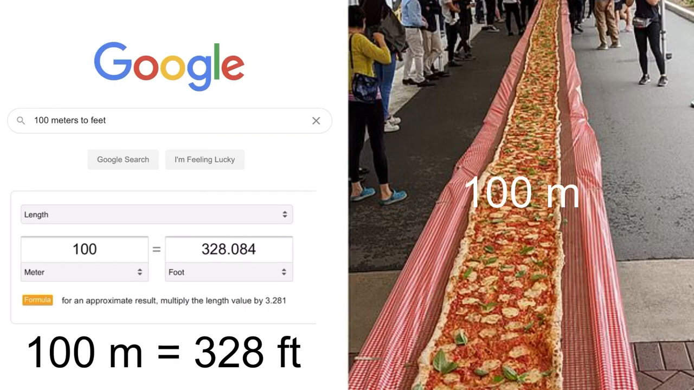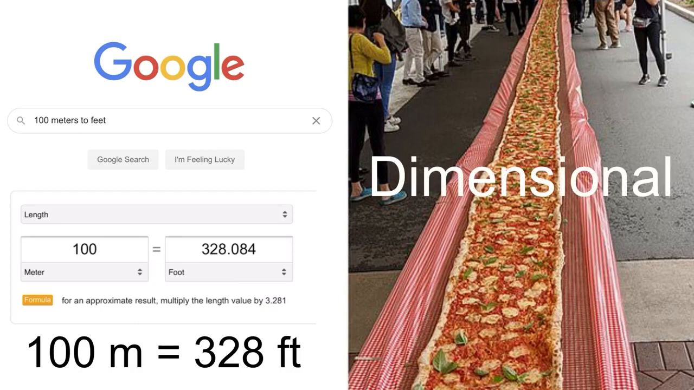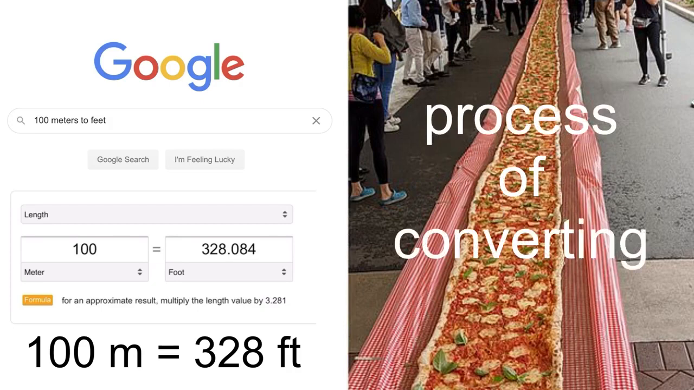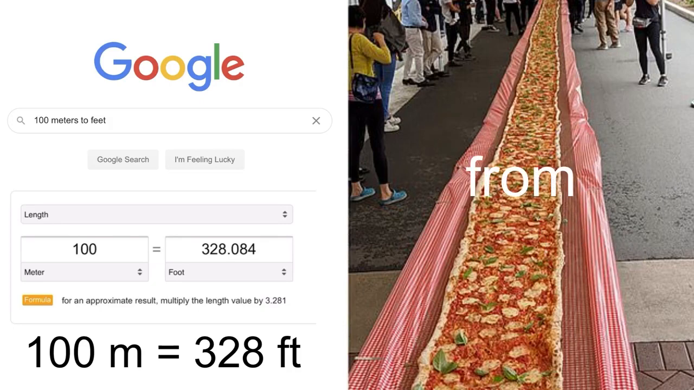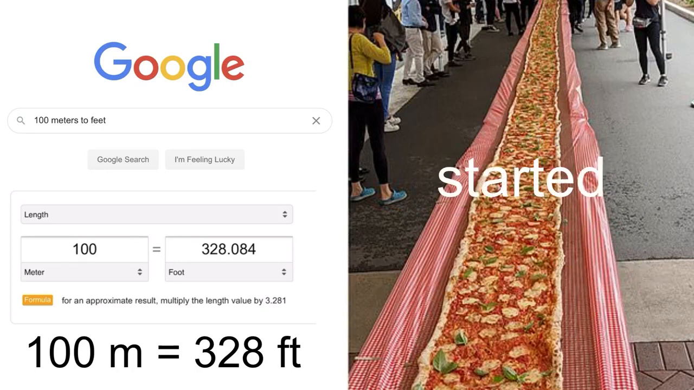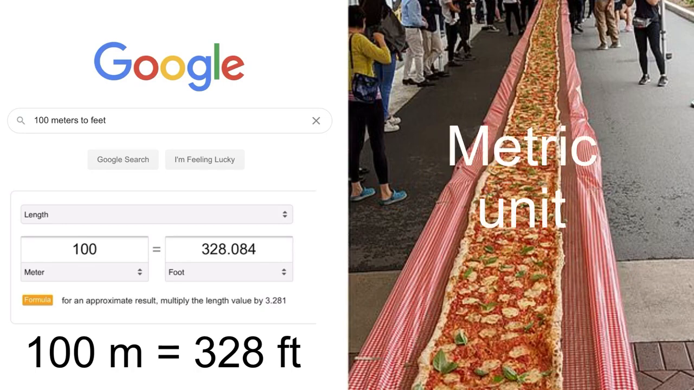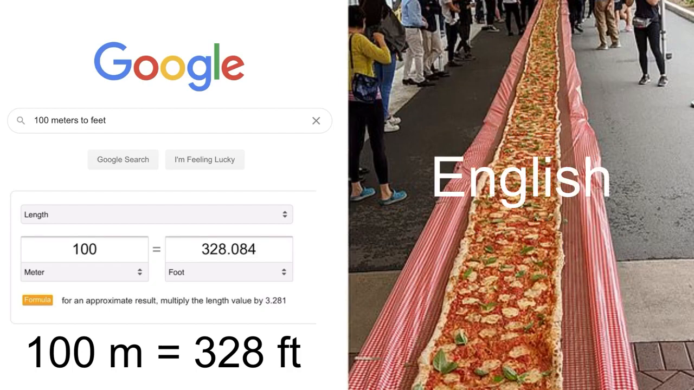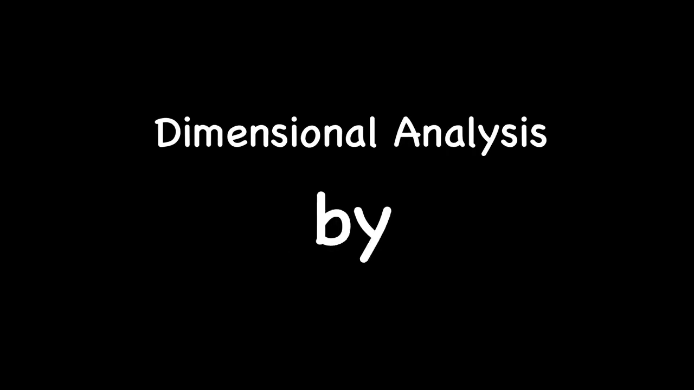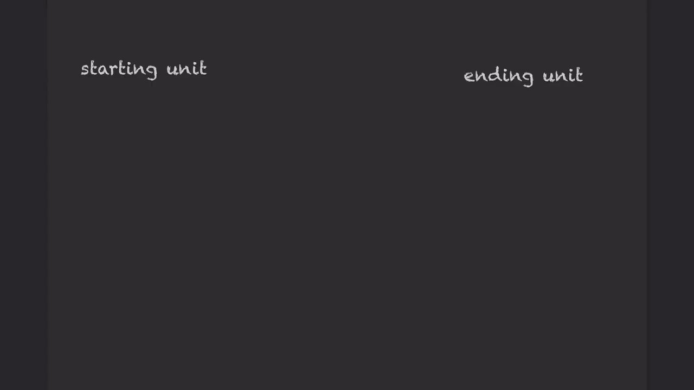To convert 100 meters into 328 feet, Google used a method known as dimensional analysis. Dimensional analysis is just a process of converting a measurement from one type of unit into a different type of unit. Google took a measurement based on the metric unit of length, the meter, and converted that into an English unit of length, feet. Let's break down the whole process of how dimensional analysis works.